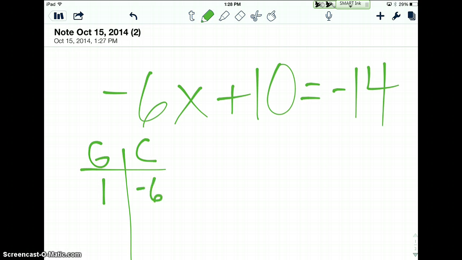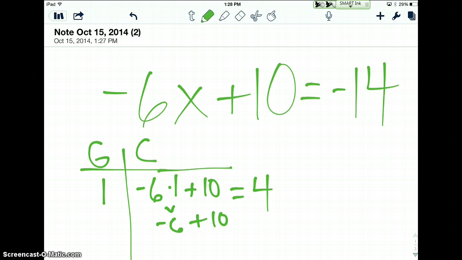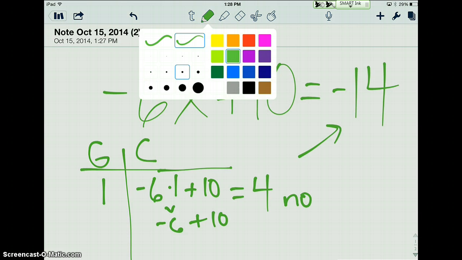So negative 6 times 1 plus 10. I'm going to see if this works. Negative 6 times 1 is negative 6. And negative 6 plus 10 is a 4. All right, and I'm trying to get negative 14. So this is a no. I have too big of a number right now. So I need to try a different number.